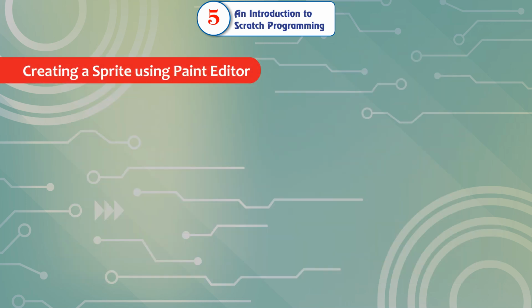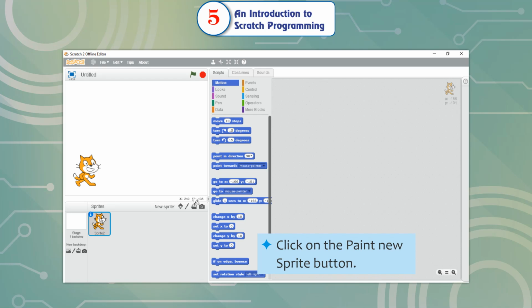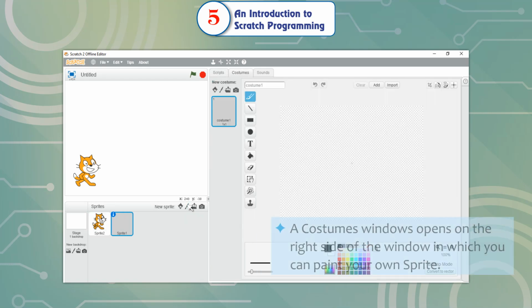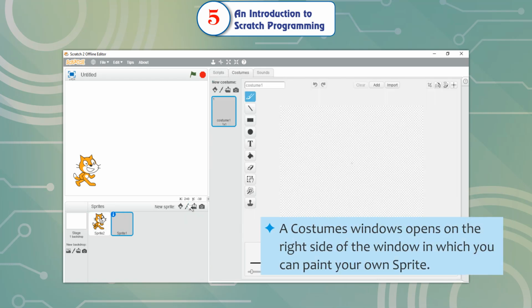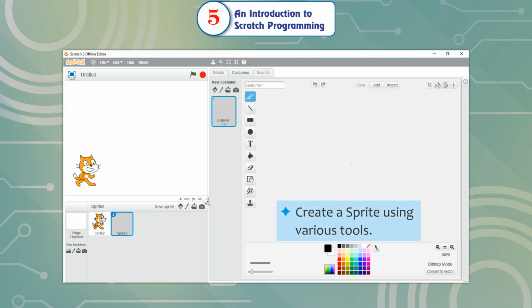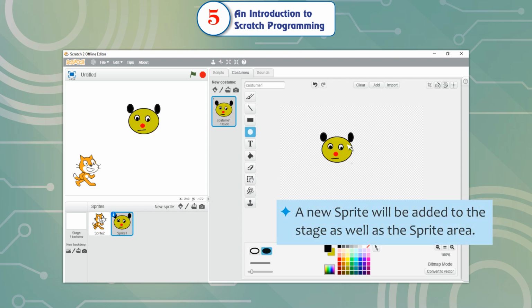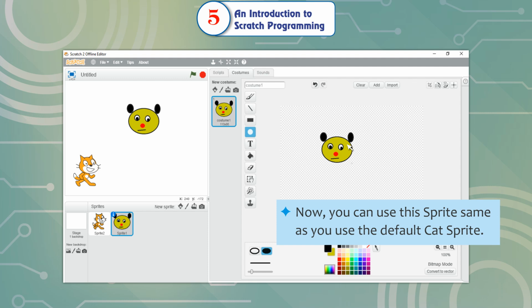Creating a sprite using Paint Editor. Click on the Paint New Sprite button. A costumes window opens on the right side of the window in which you can paint your own sprite. Create a sprite using various tools. A new sprite will be added to the stage as well as the sprite area. Now, you can use this sprite the same as you use the default cat sprite.